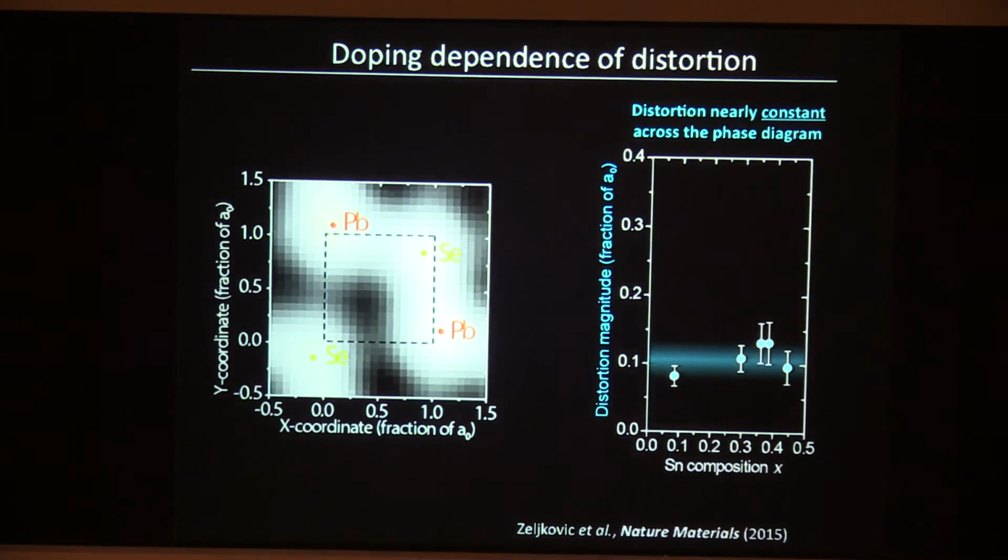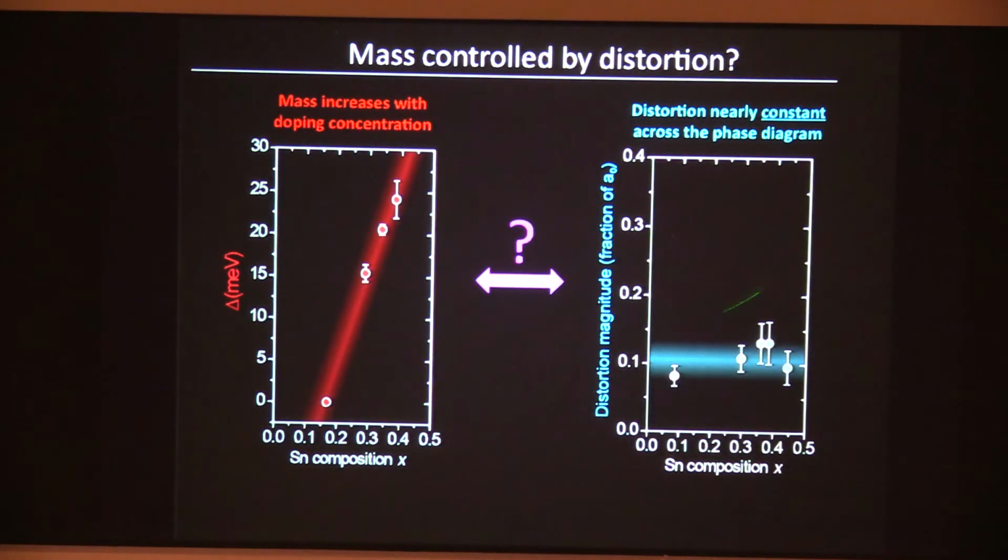One idea might be that it's because the distortion magnitude that we observe in STM is actually changing as a function of composition. So we checked that. We checked the distortion as a function of composition, and we were very surprised to find that there's no difference. The distortion remains a constant. Even all the way into the trivial side, the distortion is the same. So the question is, what is causing this?